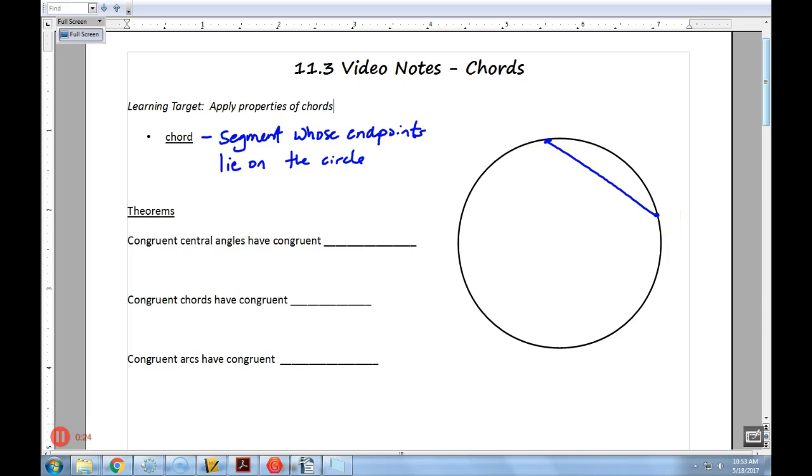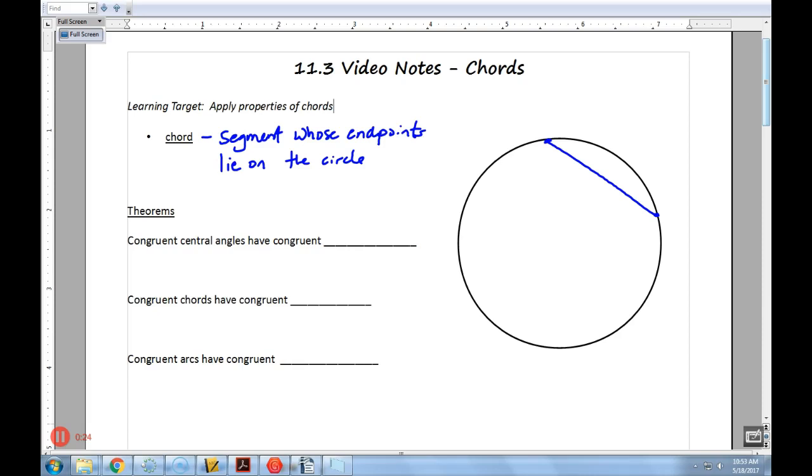I almost think of it as a wannabe diameter. It goes from the edge to the other edge, but it doesn't go through the center. So the diameter is actually a special chord that happens to go through the center point. So now some theorems about this.